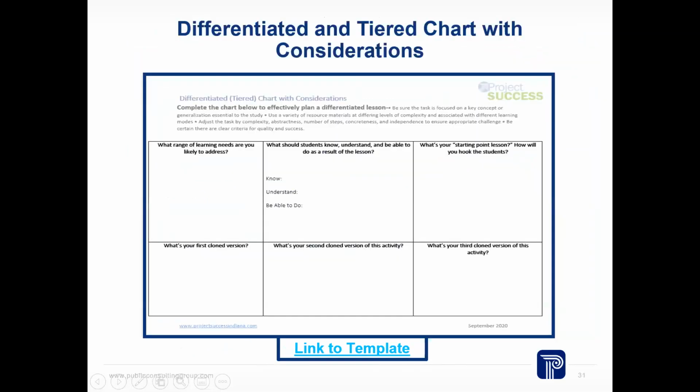And then another one that we worked on was a differentiating and tier chart, when you're thinking about considerations for different learners. So really thinking about what range of needs you have for a wide range of students in your class, what the students already know, what they understand, and what they should be able to do. Think about what that starting point is. How do you hook your students in? How do you engage them?